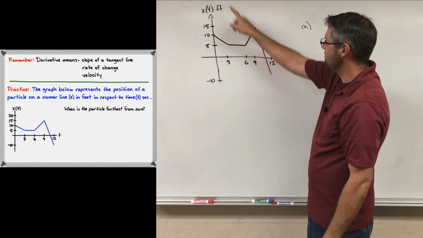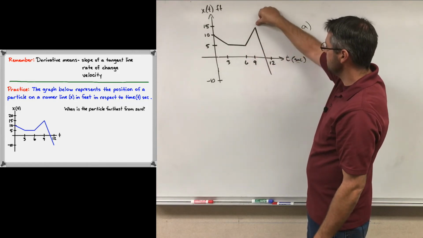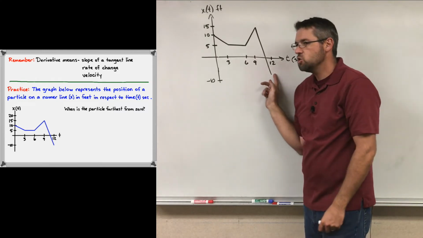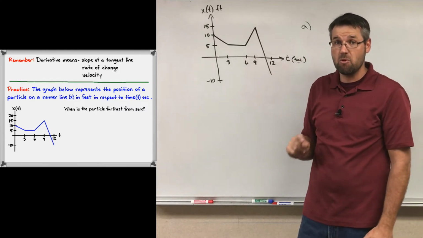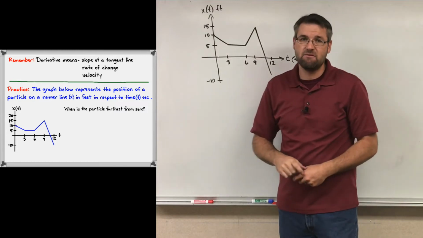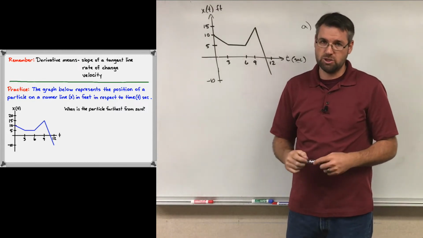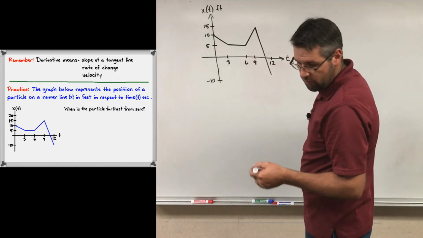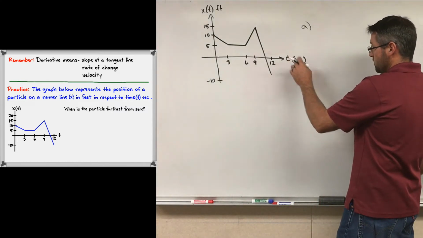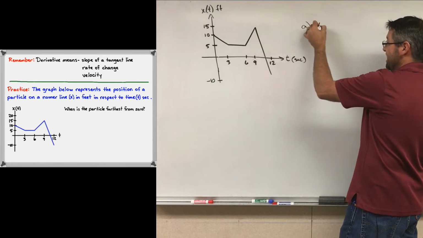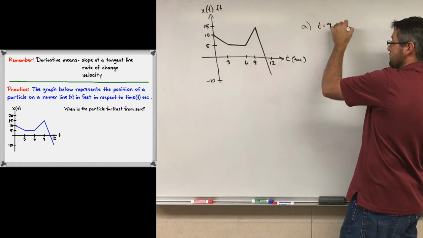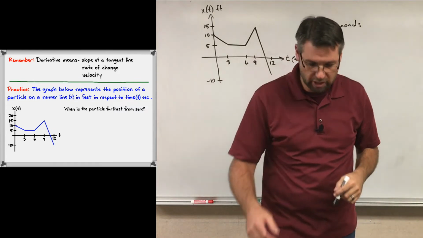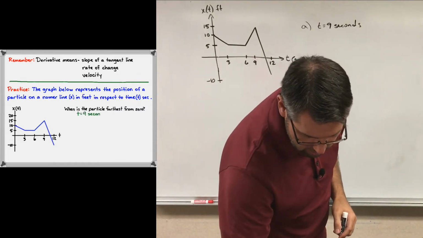6 seconds in, it's 5 feet from the origin. 9 seconds in, it's 15 feet from the origin. And 12 seconds in, it's 10 feet from the origin. In this case, it's 10 feet to the left of the origin, but it's still 10 feet away from the origin. So when is the particle furthest from 0? It is furthest from 0 when t equals 9 seconds. Or furthest from the origin 9 seconds into our journey, you could say. Okay? t equals 9 seconds.